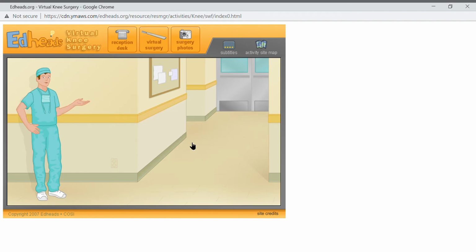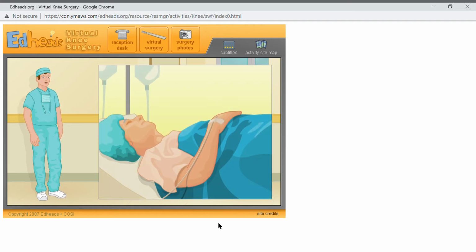Welcome to Virtual Knee Surgery. This activity will show you the process of replacing a failing knee joint. Are you ready? Today, our patient is a 76-year-old man.